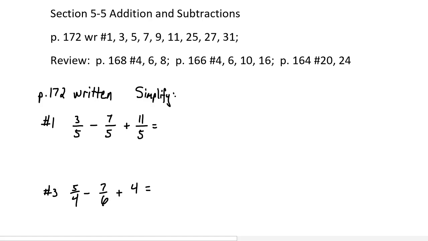The technique is to make sure you have the same denominator, and then to combine the numerators, putting that answer over the common denominator. So all of the denominators are 5, so we combine the numerators, 3 minus 7 plus 11, putting that result over the denominator of 5. 3 subtract 7 is -4, and -4 plus 11 makes 7. The answer is 7/5. Certainly this step here can be done in your head, going directly to the answer 7/5.